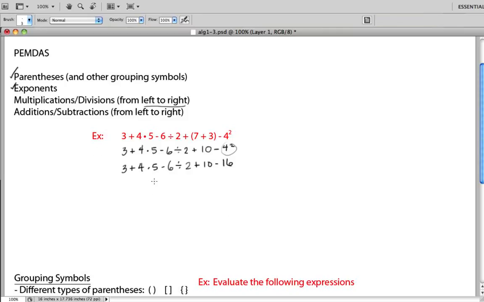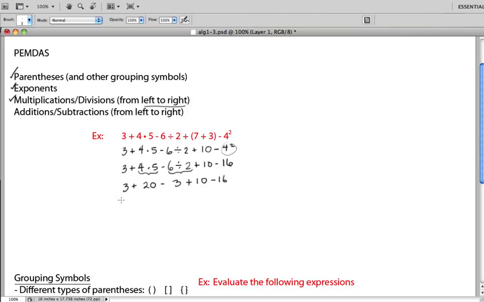Next, we look at any multiplications and divisions. Here I see a multiplication, and here I see division. So I'll rewrite the 3 plus 4 times 5 is 20. I'm going to bring down this subtraction sign. 6 divided by 2 is 3, and then rewrite the plus 10 minus 16.